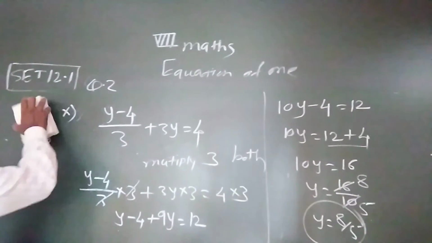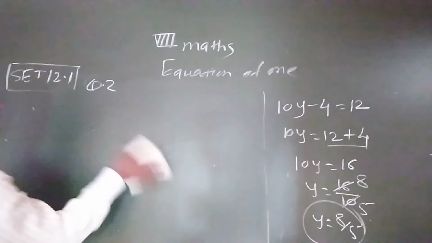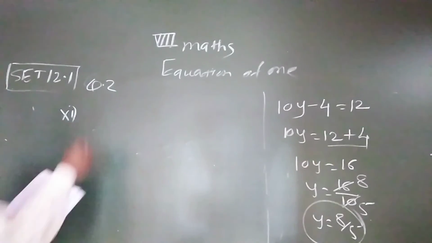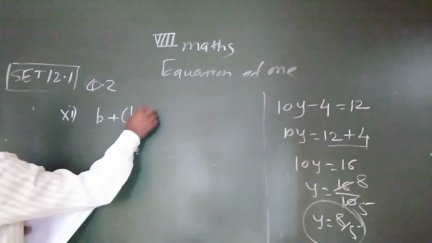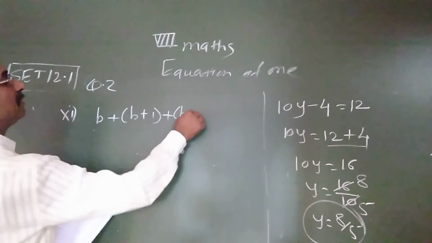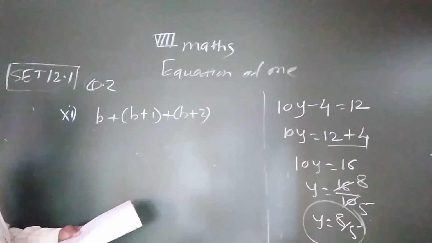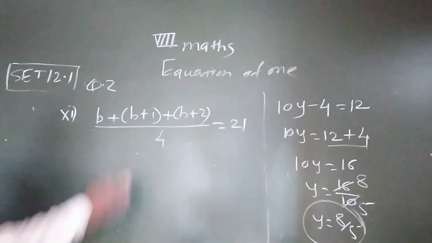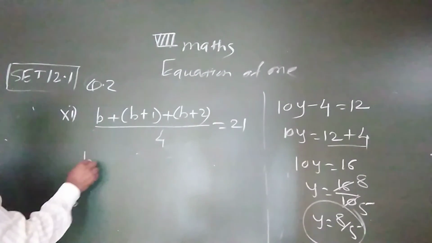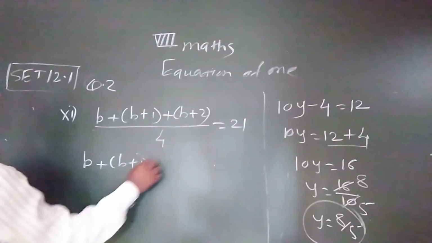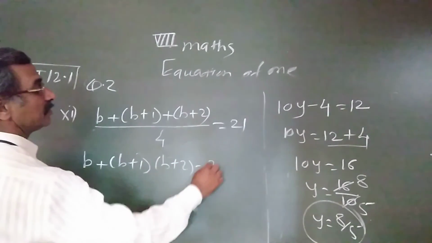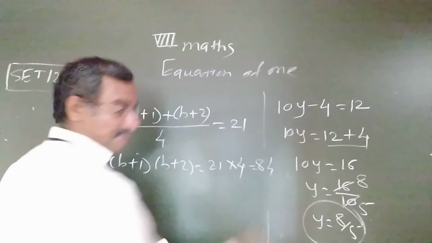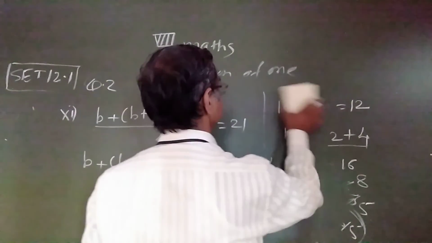Then we are solving the 11th sum. b plus in bracket b plus 1 plus in bracket b plus 2 divided by 4 is equal to 21. So this 4 is divided, so it will get multiplied by changing the side. So 21 into 4, the multiplication is 84.